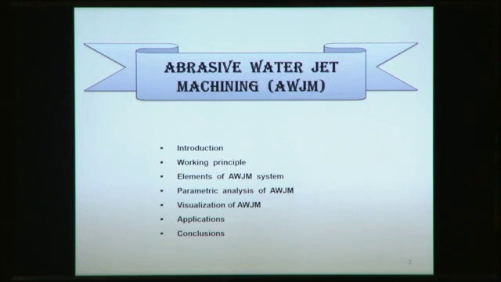So this is the outline of my presentation. First we shall discuss abrasive water jet machining, then the working principle and different elements of the abrasive water jet machining process, and then a parametric study of how finishing parameters and machining parameters are affected in abrasive water jet machining. After that we shall discuss visualization of abrasive water jet machining under camera, then the applications and process performance, and finally we shall conclude about this process.